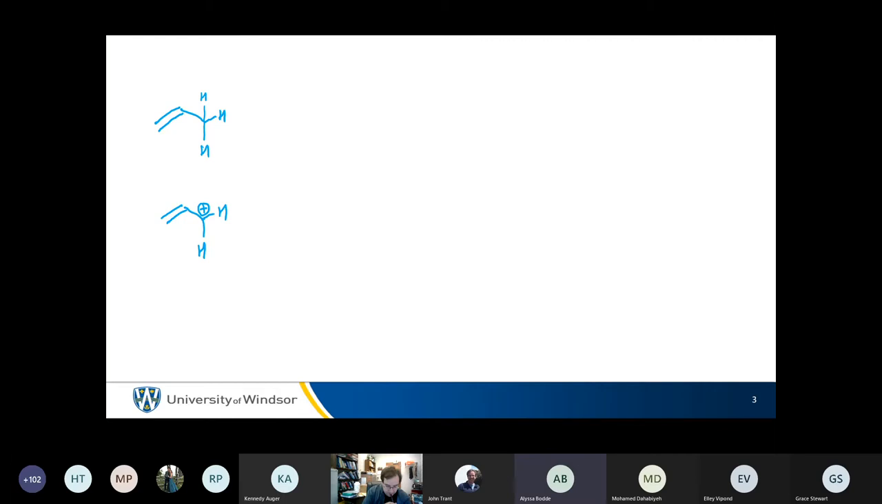Right. So are the two things I've drawn there the same? Can you see my screen? Are the two things I've drawn there the same thing? Well, the second one has the charge, so no. Right. Okay. And what's the other difference? What does the top one have that the bottom one doesn't? It has more hydrogens. Perfect. Awesome. That's literally the answer.